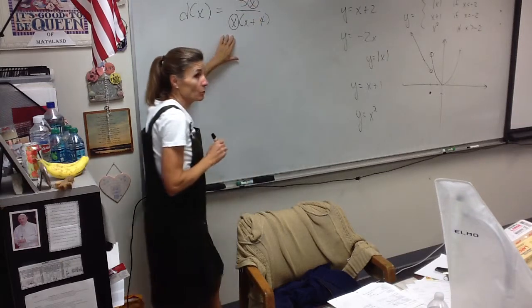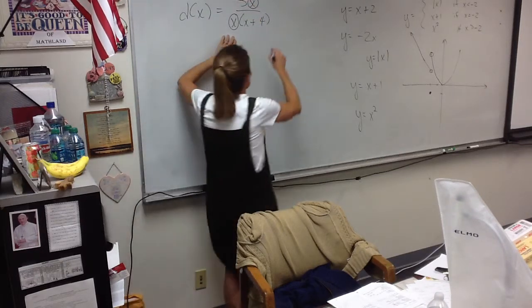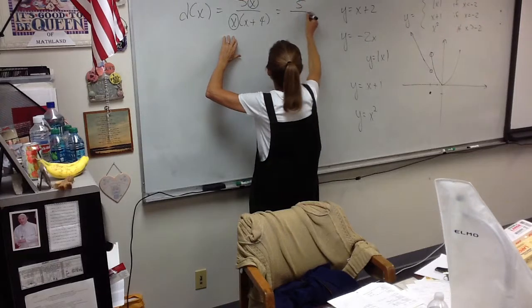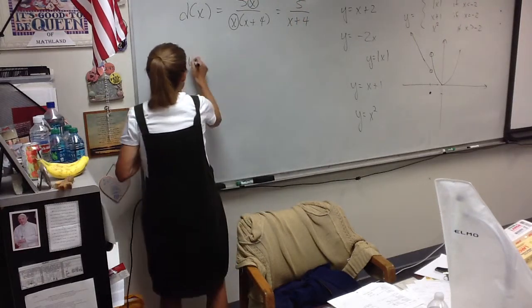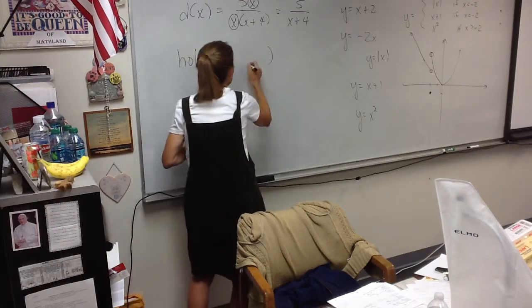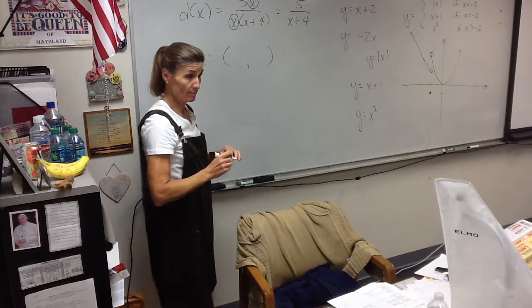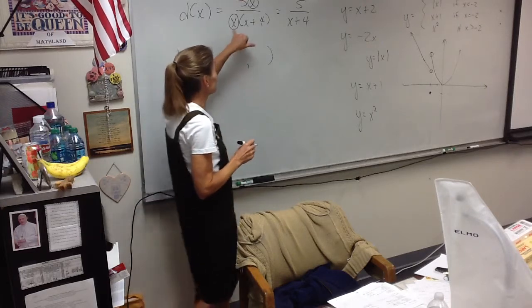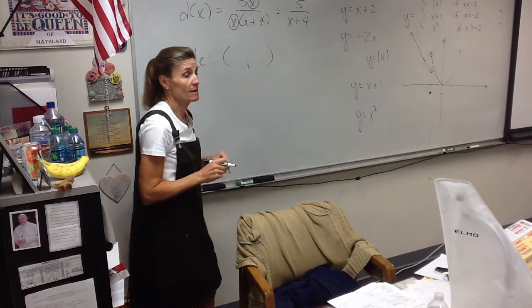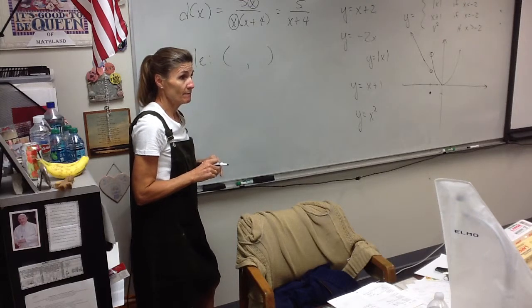Oh, the X's. Don't they cancel? And the fact that they cancel tells me that what am I going to have in my problem? A hole. You only have holes when you cancel, right? And I did, so I have a hole. Now where will that hole be? Since I canceled out a plain X, the hole will be at the X.